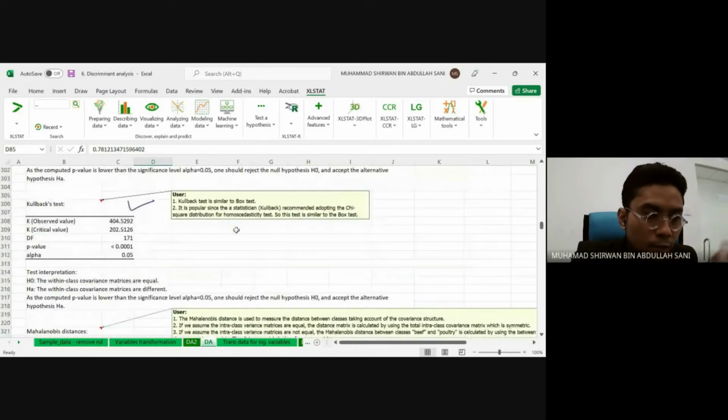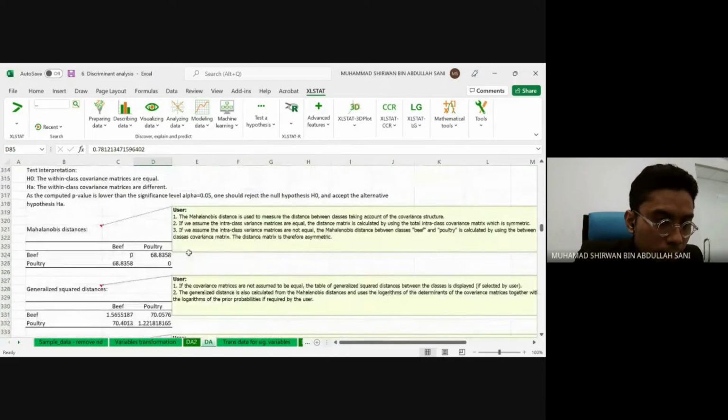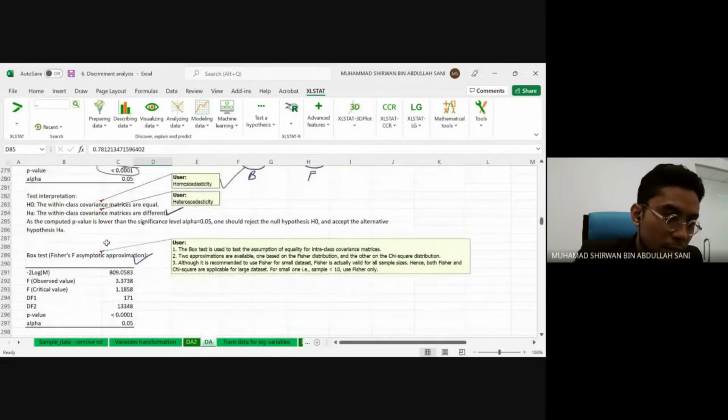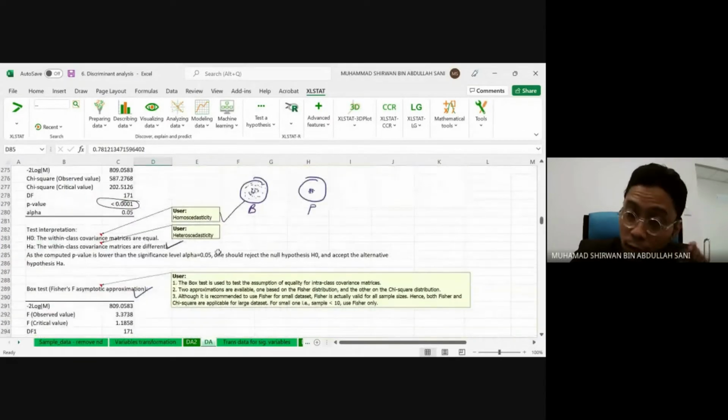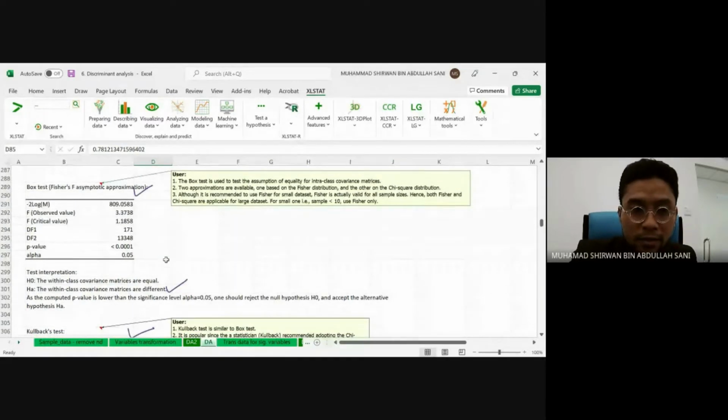And then we have the Kullback test. The Kullback test is similar to the Box test, same as the test above. It is popular since the statistician named Kullback recommended adopting the chi-square distribution for the homoscedasticity test. So we have to acknowledge that even though we have conducted transformation, homoscedasticity cannot be treated with this data. But we have conducted transformation, that's enough.